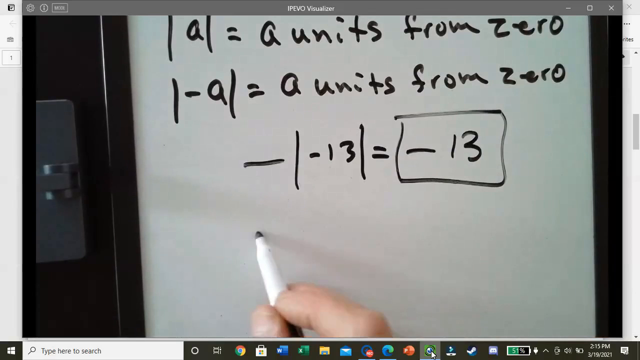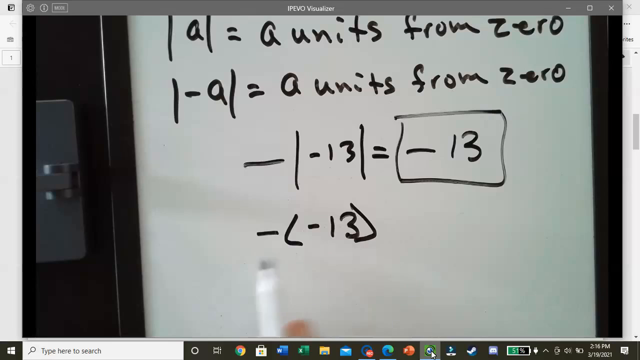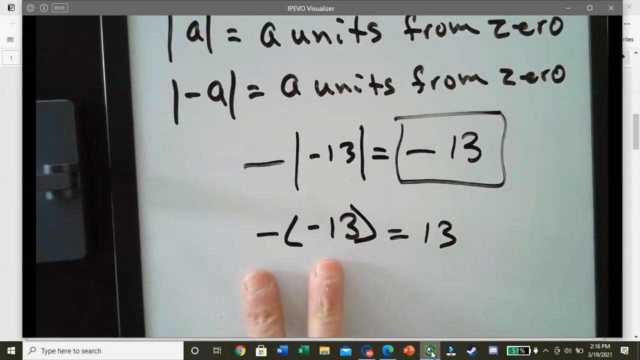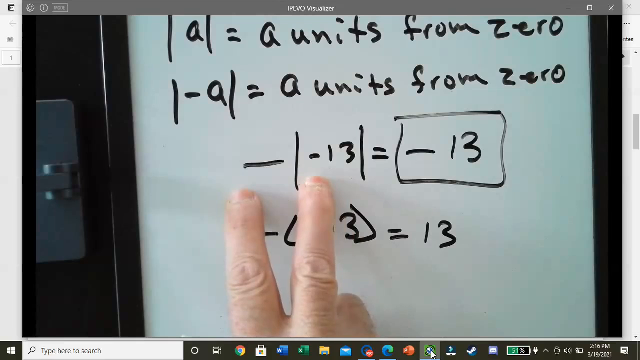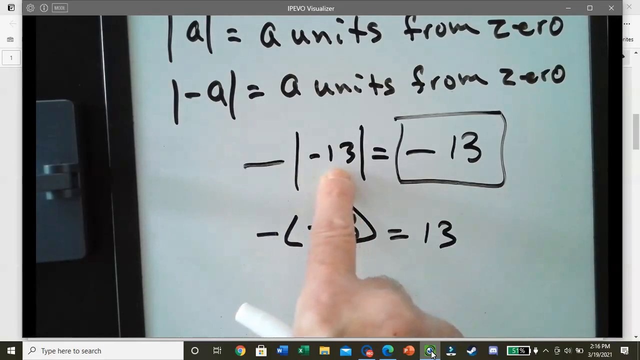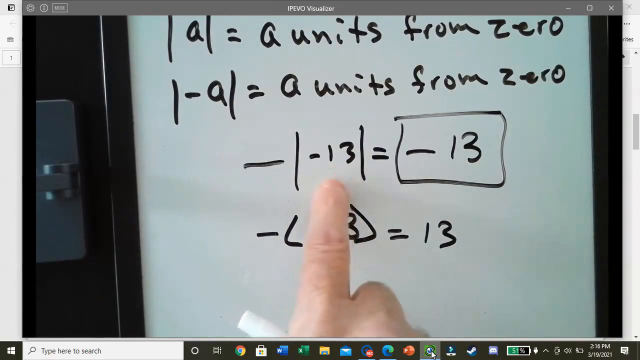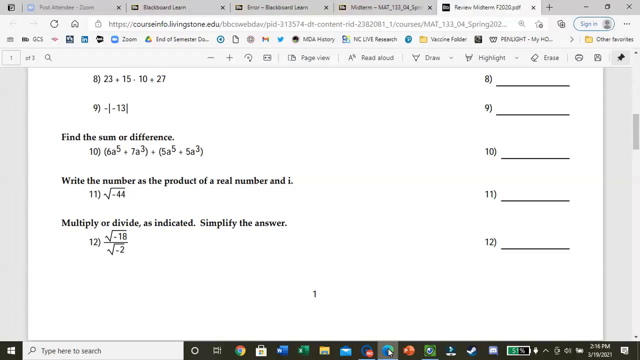Now this is different than parentheses. If you have parentheses with a minus a negative, that comes out positive. That's like saying negative 1 times negative 13. But that is not the same thing for absolute value. It's not parentheses, but the number of units from 0, and then you work everything else outside. All right? Questions there? Okay, that kind of throws people off sometimes.